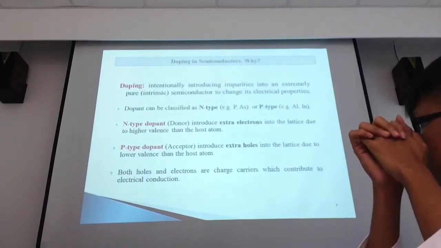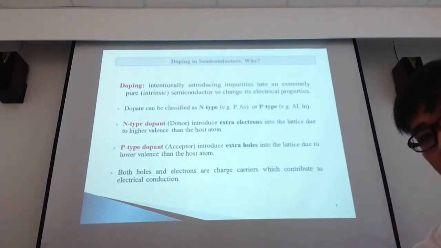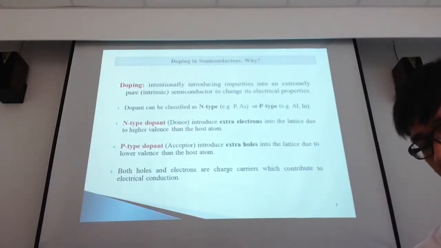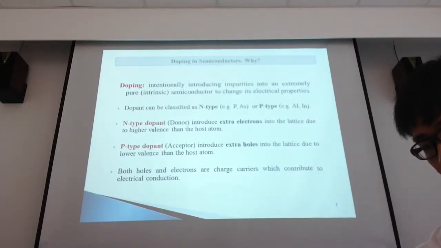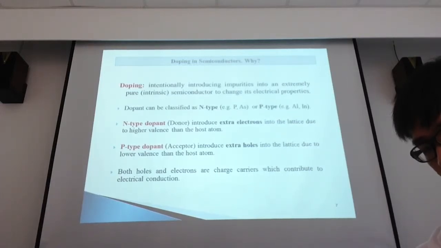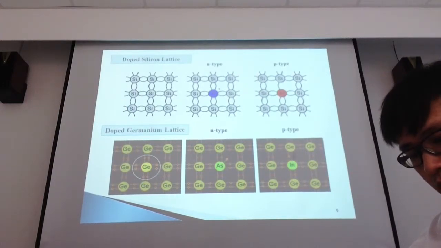Doping in semiconductors. Why? As I told you, because we need to change its electrical properties, basically change the charge carrier concentration. An n-type dopant is called a donor because it is giving extra electrons into the system. A p-type dopant is an acceptor, which means it is accepting electrons or donating holes. Accepting electrons and donating holes are a similar function. Holes are the counterpart of electrons. Okay? Any doubts?